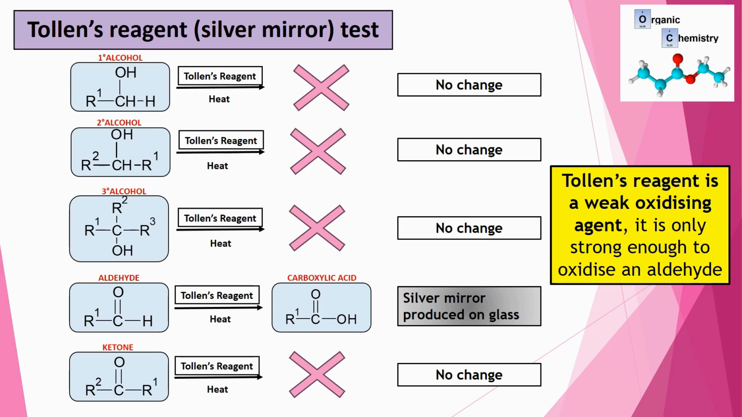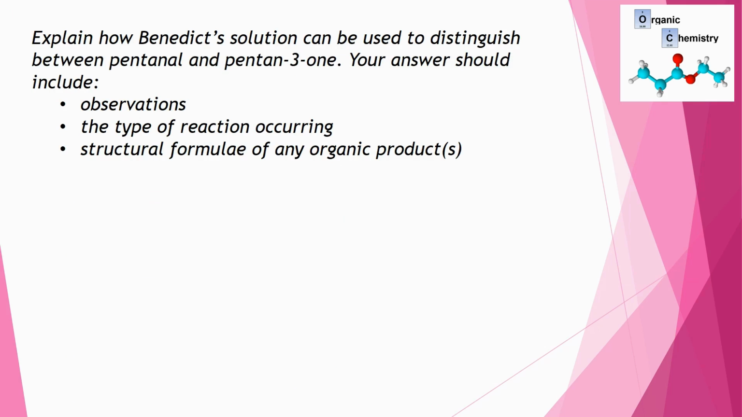Remember, Tollens reagent is a weak oxidizing agent, just like Fehling's reagent or Benedict's solution. It's only strong enough to oxidize the aldehyde, so it makes a definitive test for aldehyde. Okay, those are the tests, but the type of questions they are likely to ask us are ones like this.